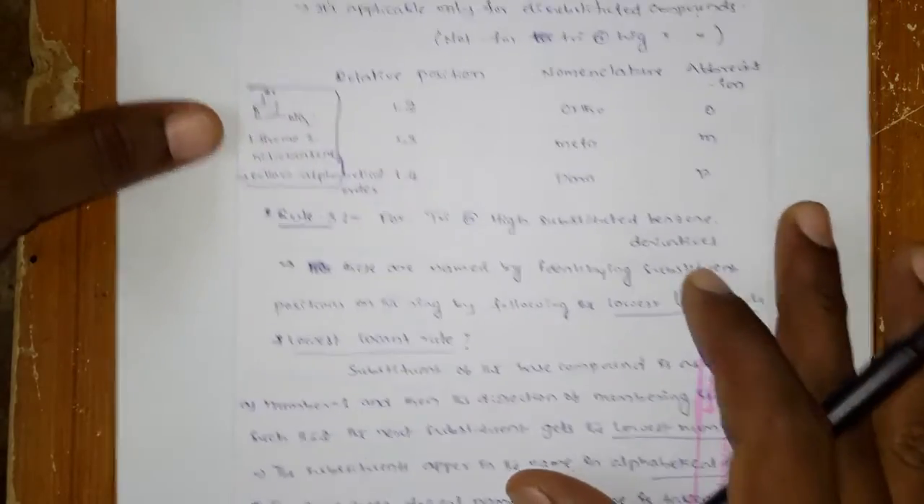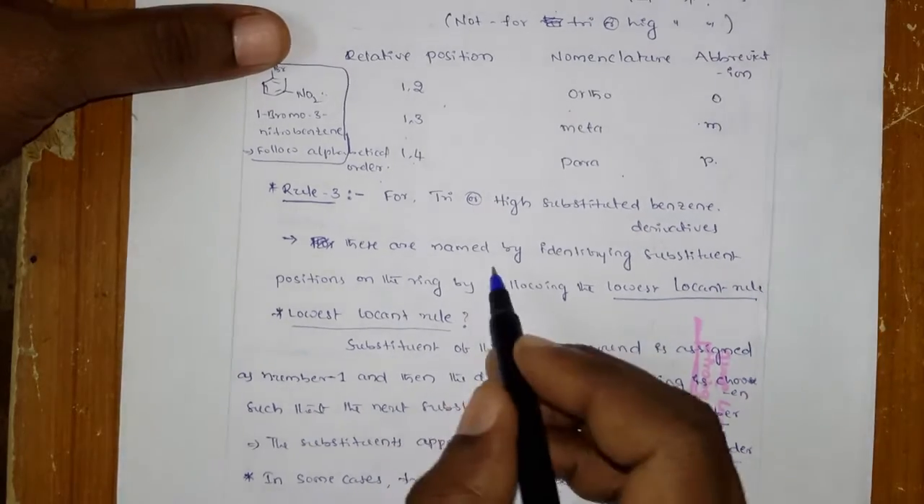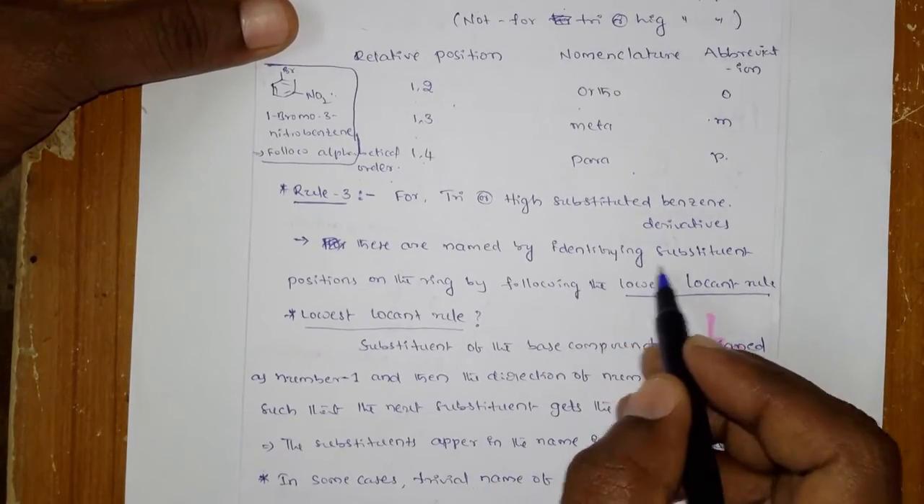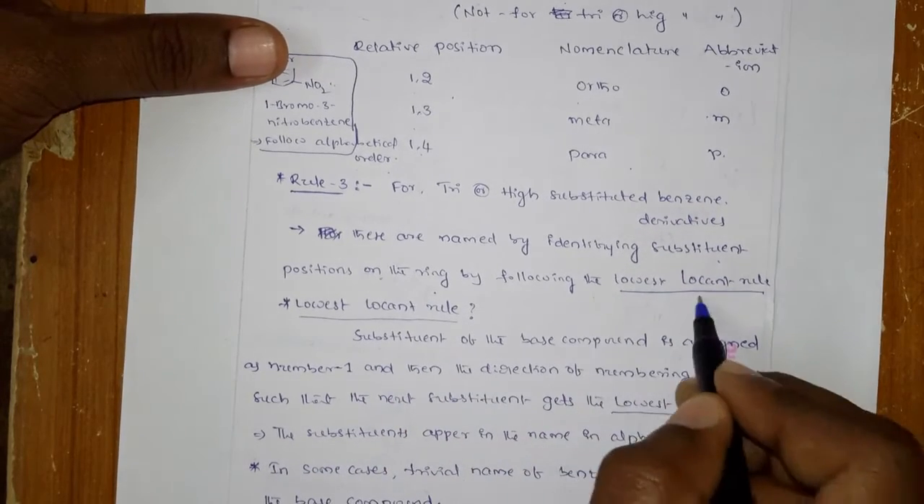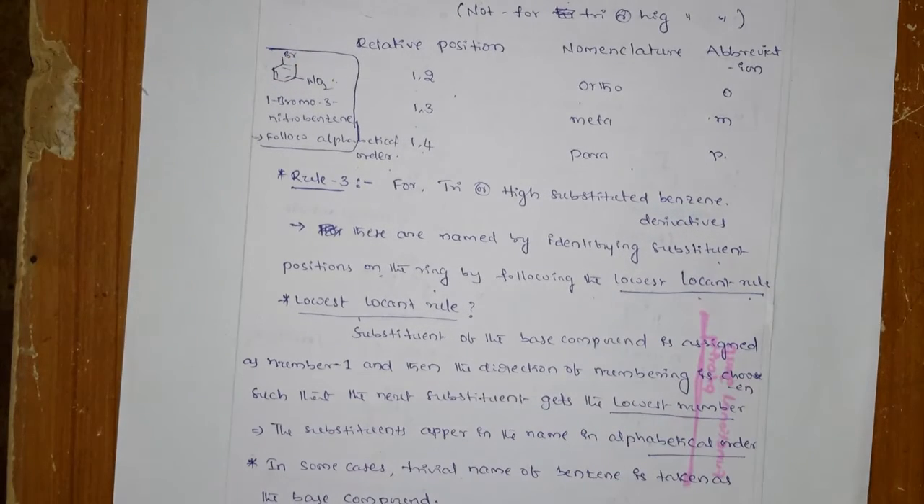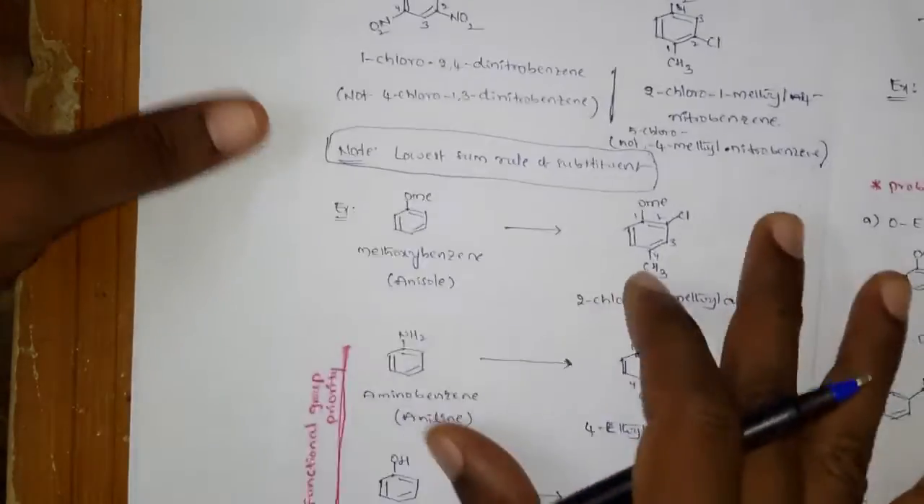So now the di-substitution is over. Next is the tri-substitution, tri or higher substituted benzenes. Okay, so listen carefully. Generally these are named by identifying the substituent positions on the ring by following the lowest locant rule. Lowest locant rule means, the same thing you already know, the substituents get the lowest possible numbers. Okay, let us see one example here.